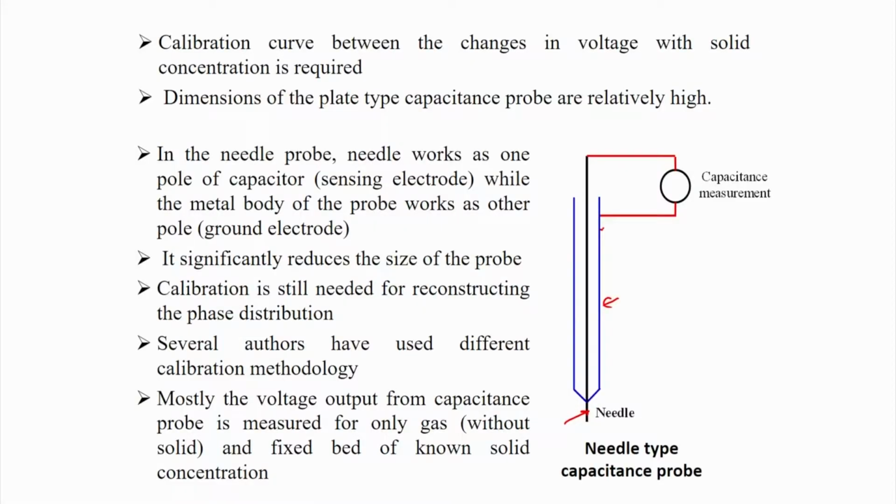So, what do they generally do? Mostly, they measure the capacitance of only gas. In the system they insert this probe, whether it is a plate type capacitance probe or a needle type capacitance probe, and they first just flow the gas. At that velocity, you will know the capacitance of the gas at that condition.